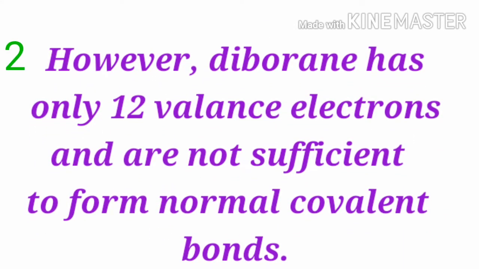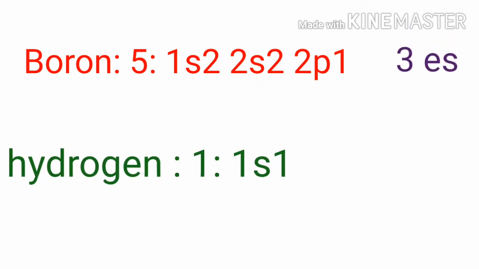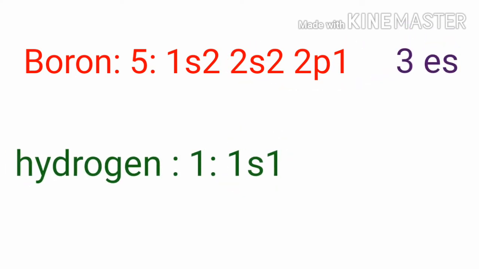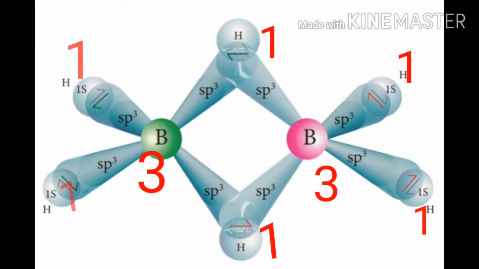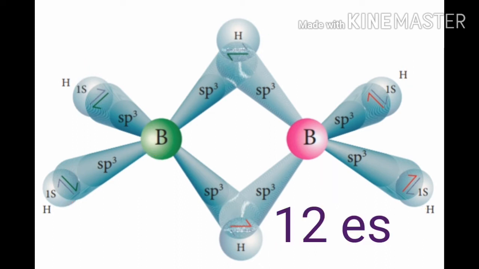Okay. Point number 2. Diborane has only 12 valence electrons and they are not sufficient to form normal covalent bonds. See the electronic configuration of boron: 1s2, 2s2, 2p1. This 2s2, 2p1 is the valence shell, so it has 3 valence electrons. Hydrogen has 1 valence electron. See the diagram. Each boron atom has 3 valence electrons and each hydrogen atom has 1 valence electron, so 12 valence electrons are there in the structure.